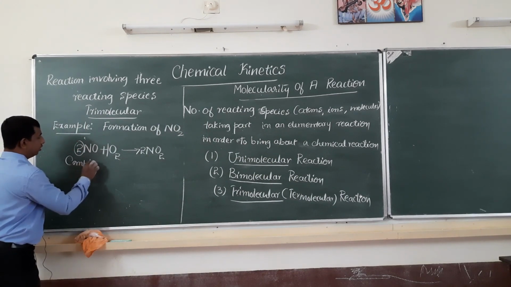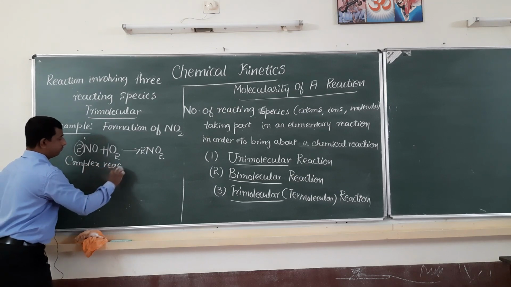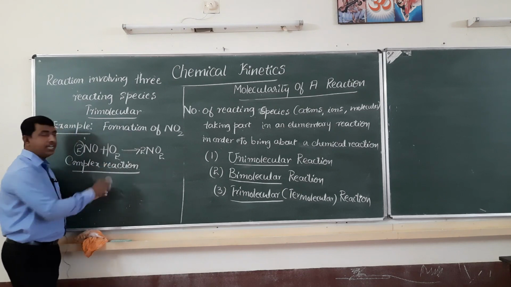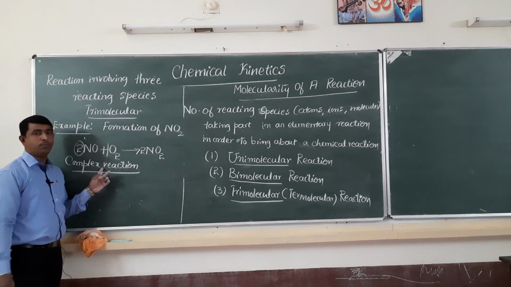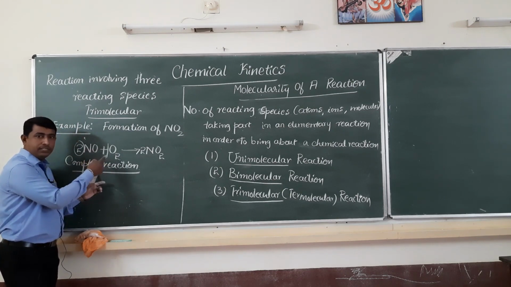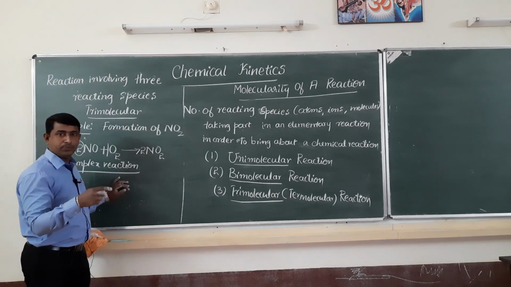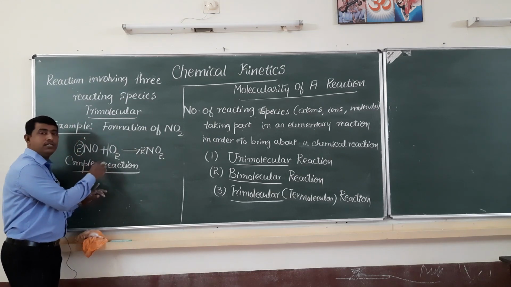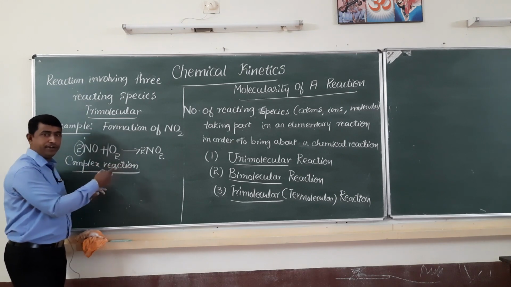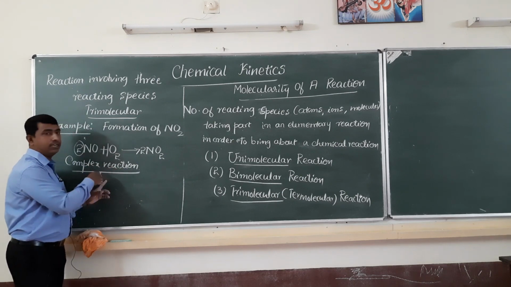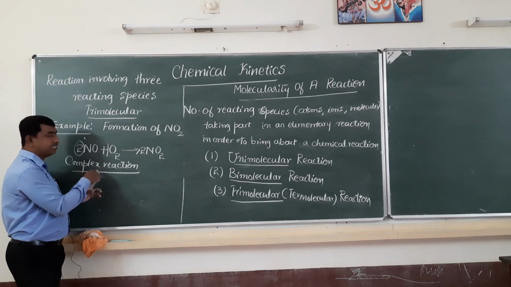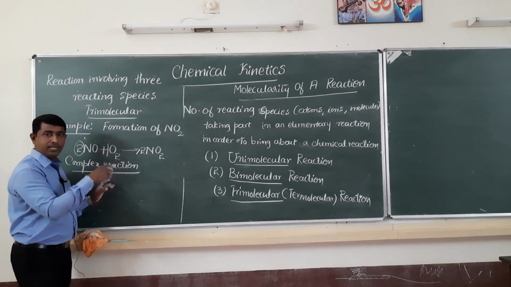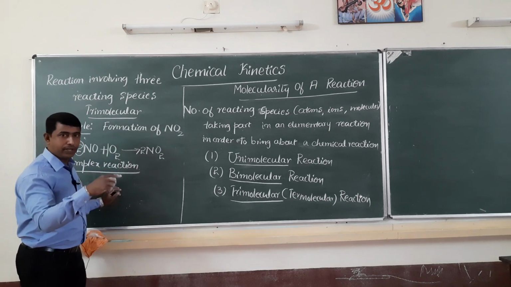What I told: in the case of a complex reaction, when a reaction is considered complex, in a balanced equation the number of reactant molecules must be more than 3. If the number of reactant molecules is more than 3, then that reaction is considered to be a complex reaction. Complex means reaction occurring in a number of steps or a sequence of steps.